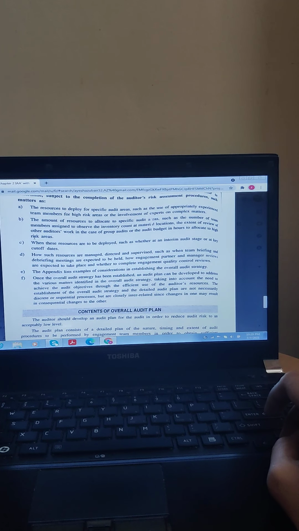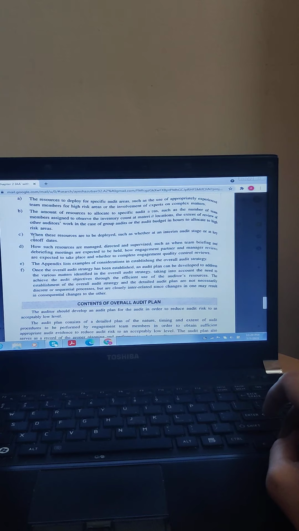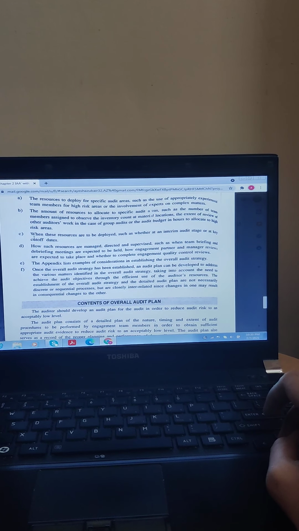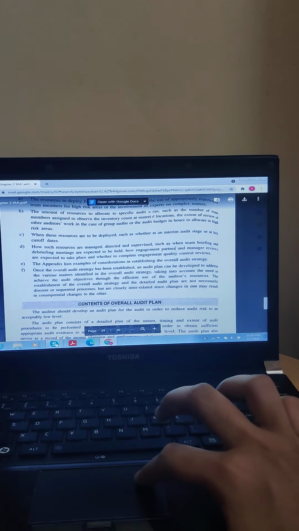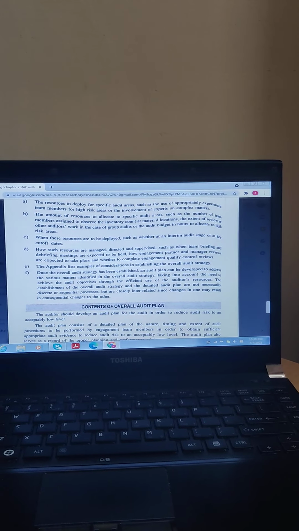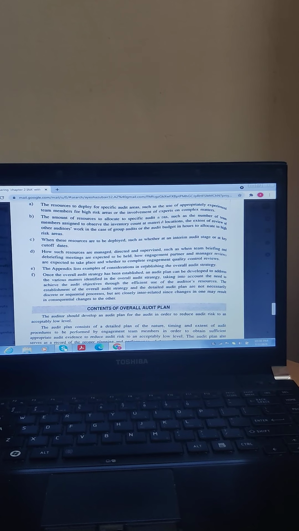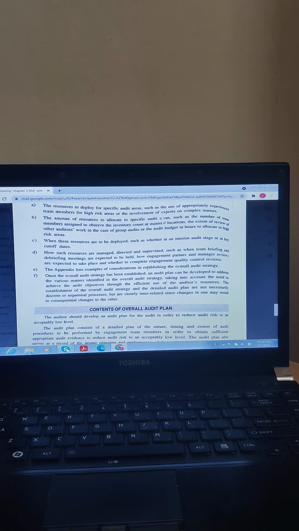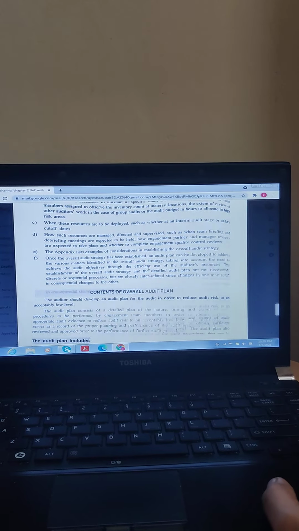whether it is an interim audit stage, how you are going to manage your schedule, how you're going to carry out your meetings, how you're going to brief everything and maintain it effectively, how you're going to address each and every member, and how you're going to consider the opinions of each and every member. These are the basic matters which are included.